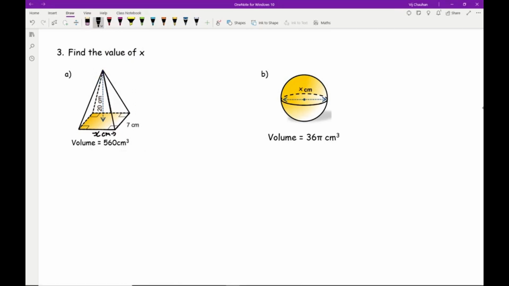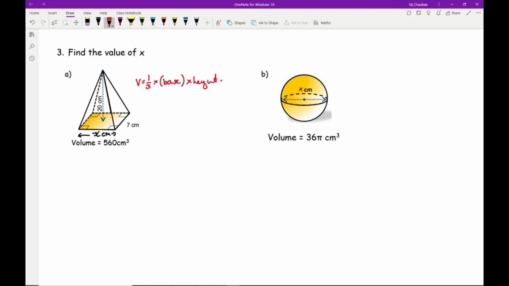So let's say x is one of the lengths of the rectangle. For this, what we need to do is first of all establish what the formula is going to be. So V equals 1/3 times the base times the height.